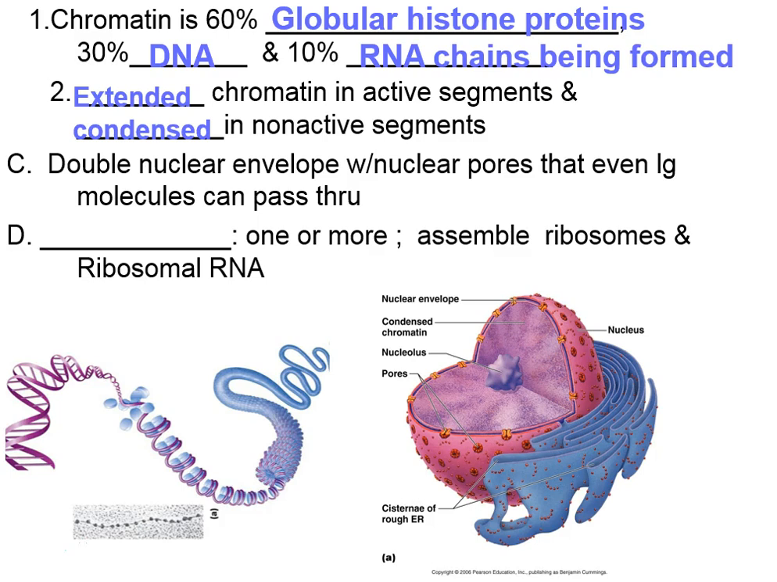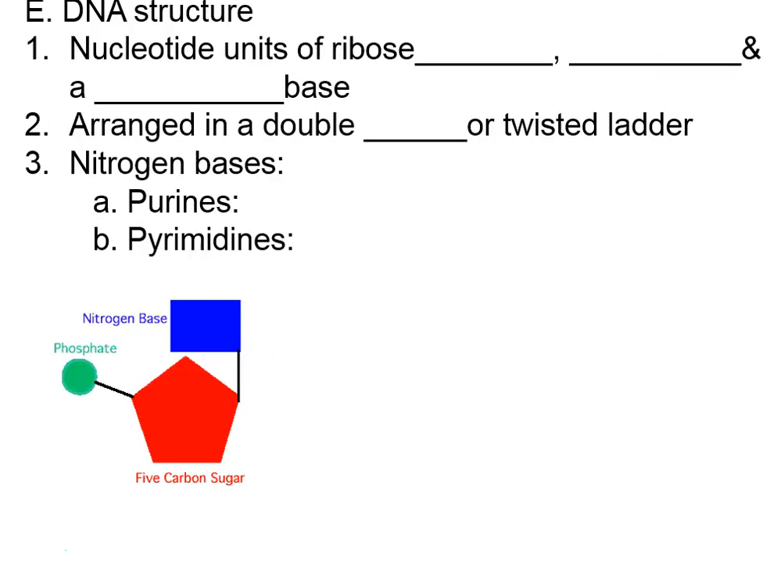The DNA is found inside of the double nuclear envelope, and the pores can let large particles like RNA out, but DNA is just too large to get out. So we use DNA in the nucleus to make RNA, and RNA leaves. The nucleolus is a dark staining area in the nucleus where we make ribosomal RNA and ribosomes.